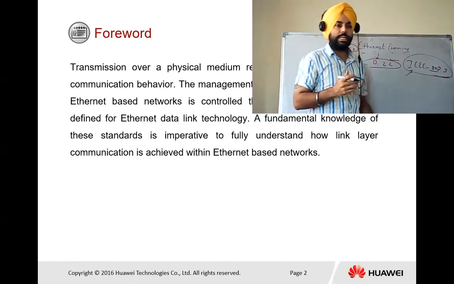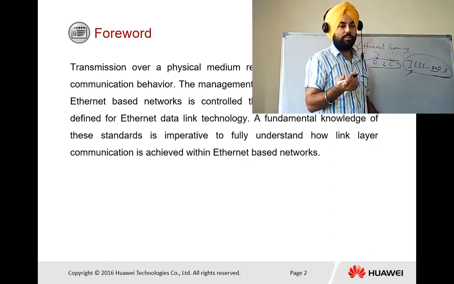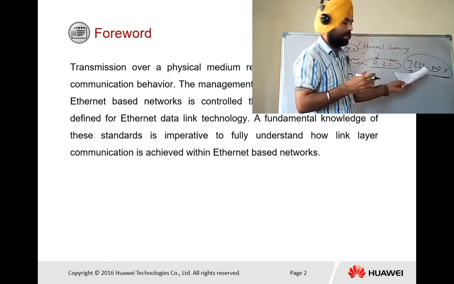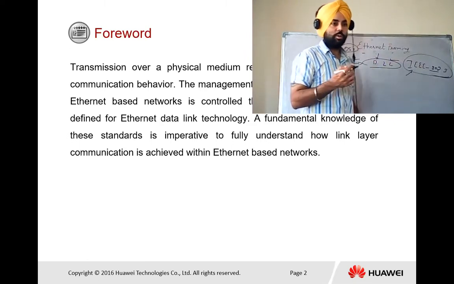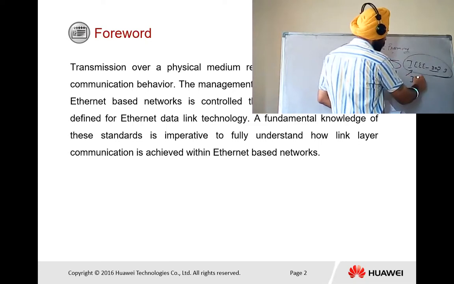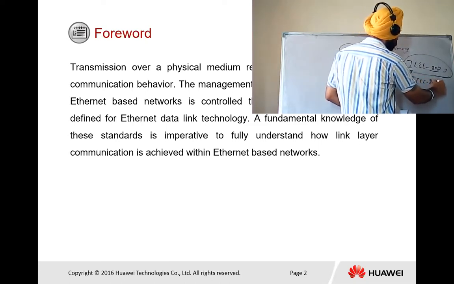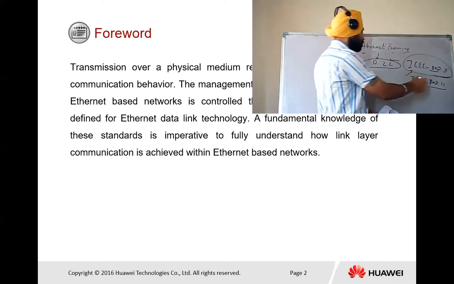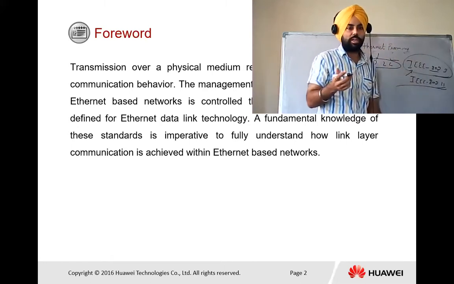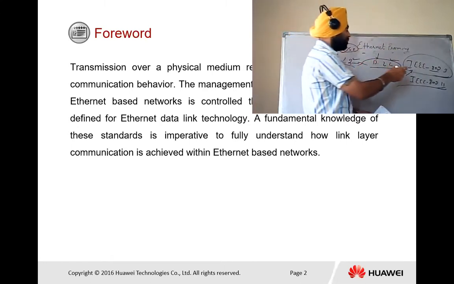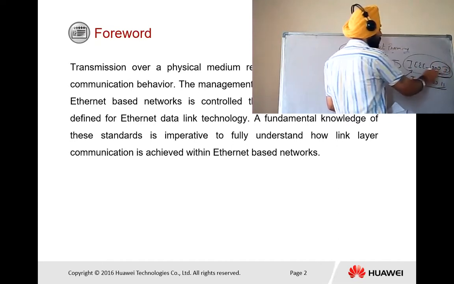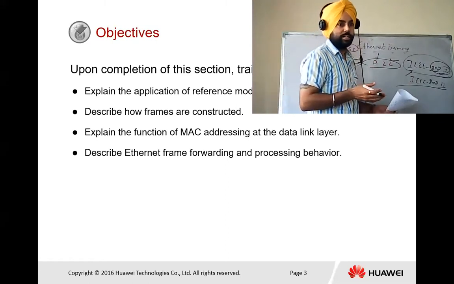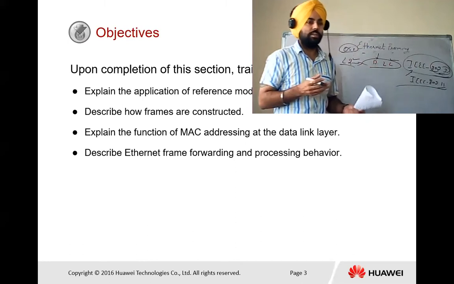IEEE 802 is specifically for Ethernet framing. When we are talking about the physical medium, we use IEEE 802.3. When we are talking about the wireless medium, we use IEEE 802.11. So for Ethernet framing, we are using IEEE 802.3. Next, the objective of this section is to explain the application and references of the network.